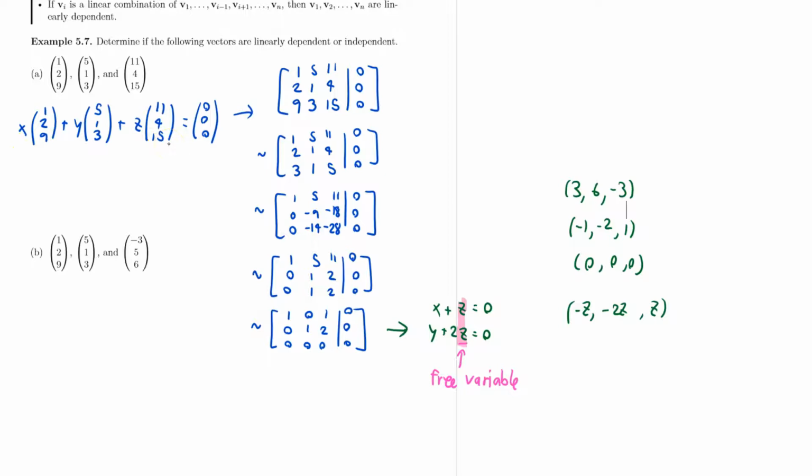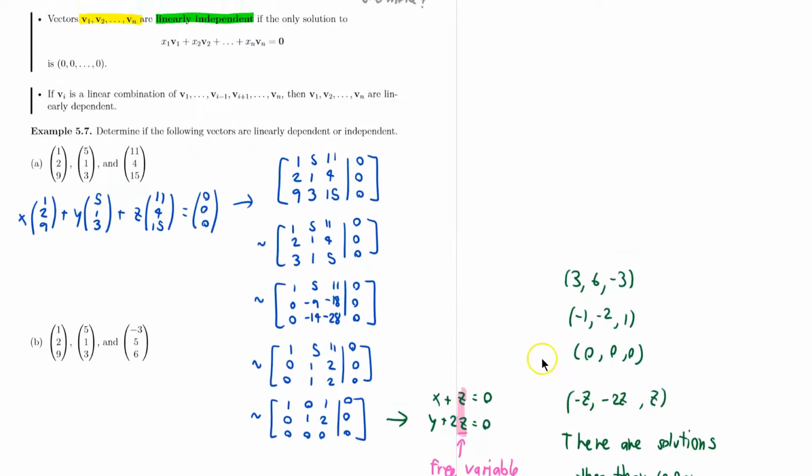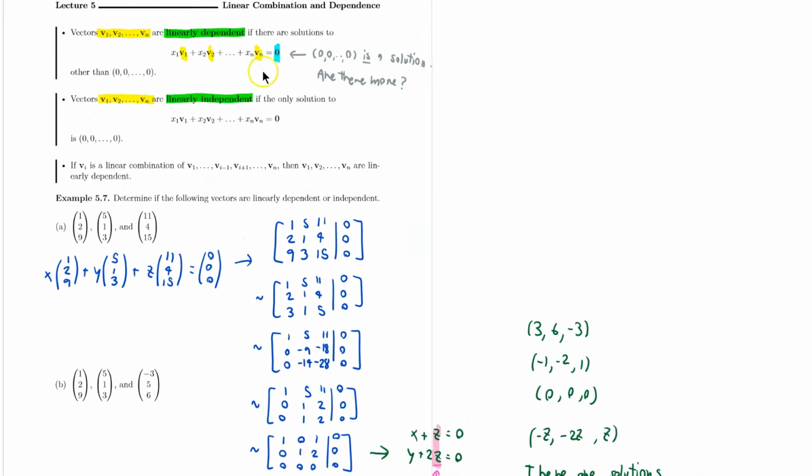So that means there are solutions other than 0, 0, 0. And when there are more solutions other than 0, 0, 0, that means I'm going to be in the first case now. So that means these three guys are linearly dependent.